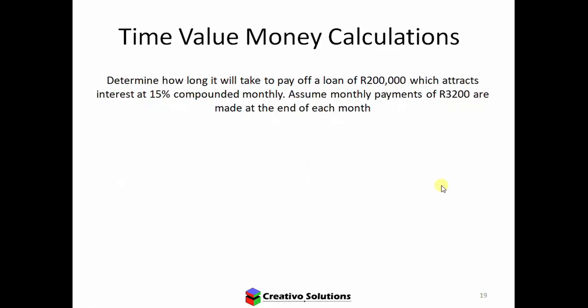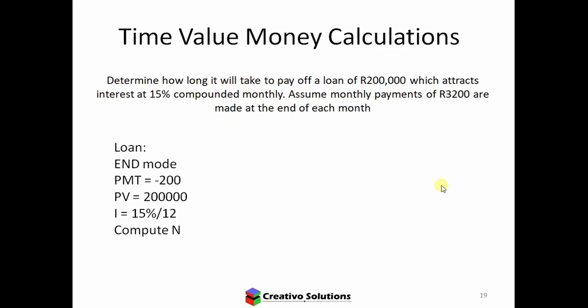Okay, the next question is looking at determine how long it will take to pay off a loan of 200,000 which attracts interest at 15% compounded monthly, assuming that the monthly payments are going to be 3,200 and are going to be made at the end of each month. So once you've read that information, you need to pull out key words that link to the various variables that will be present in your time value of money calculation.